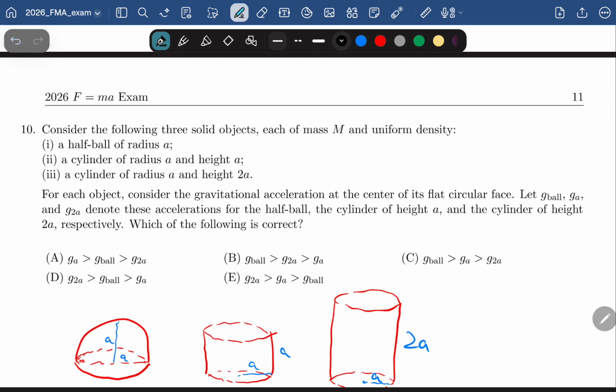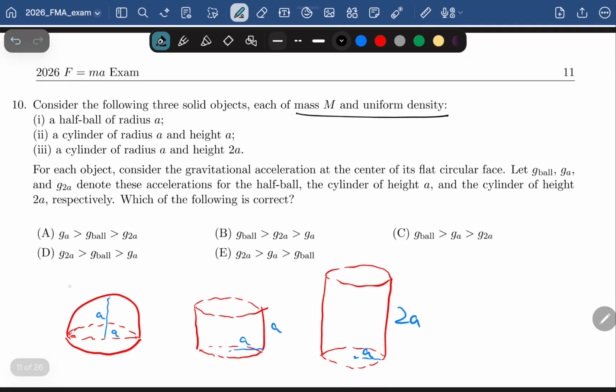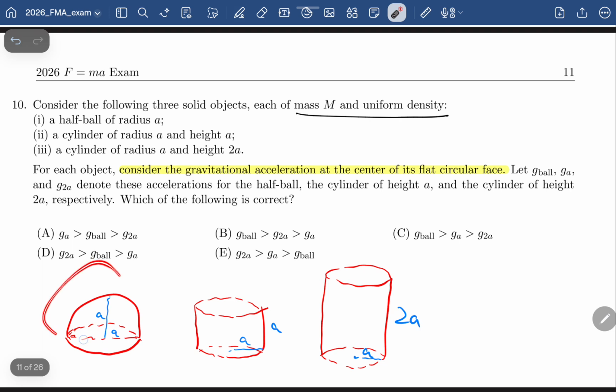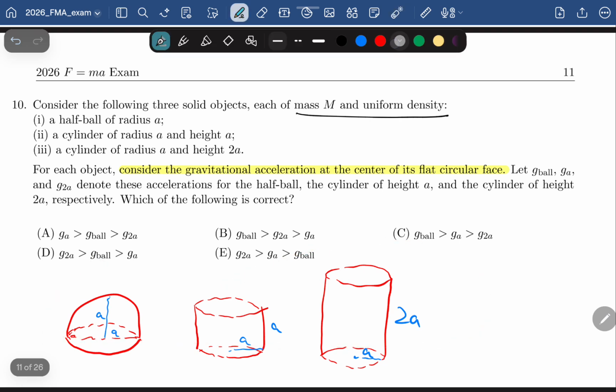Consider the following three solid objects, each of mass m. Okay, so that's clear. So you have a half ball, which is just a hemisphere, a cylinder of radius a and height a, and a cylinder of radius a and height 2a. For each object, consider the gravitational acceleration at the center of its flat circular face. You can see I've drawn the three shapes here, the three solids, and we are referring to this point.